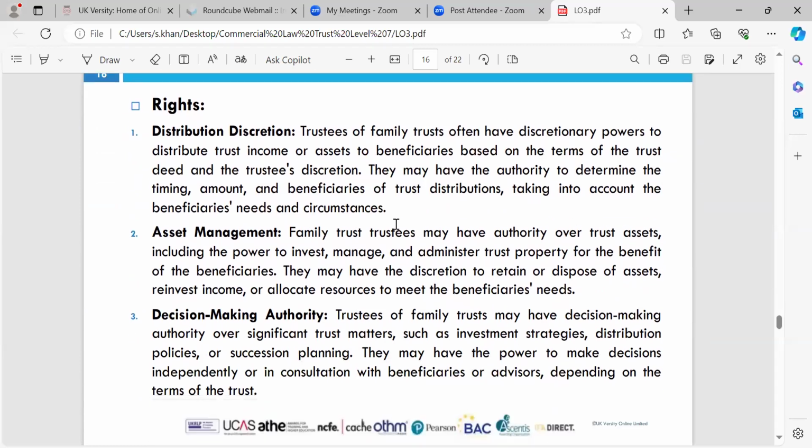Family trustees and their duties. So the rights are distribution discretion. Trustees of family trusts often have discretionary powers to distribute trust income or assets to beneficiaries based on the terms of the trust deed and the trustee's discretion. They may have the authority to determine the timing, amount, and beneficiaries of trust distributions, taking into account the beneficiaries' needs and circumstances.